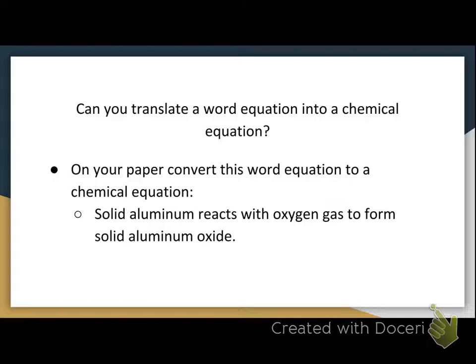The next thing I want you to be able to do is, this is just a short one, have you gotten that whole how to write an equation down? On your paper, everybody's going to have a paper. You can't do everything on Flipgrid. On your paper, you're going to write these words down, and then write a chemical equation: solid aluminum reacts with oxygen gas to form solid aluminum oxide. I want you to convert that into a chemical equation, using all of the abbreviations and everything. All right, so three things.